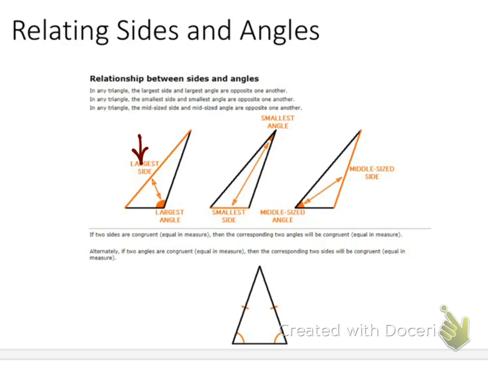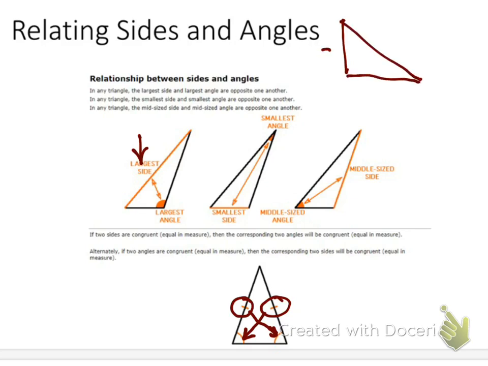So look what happens. Here is an isosceles triangle because it has two equal sides. Across from this side is this base angle. Across from this side is this base angle. Since the sides are the same length, the angles will be the same size as well. So what if we did this?